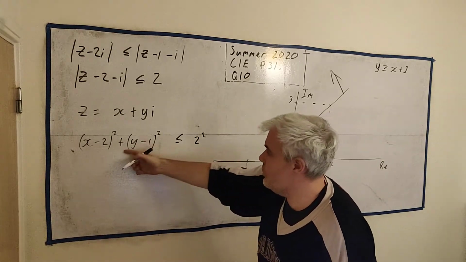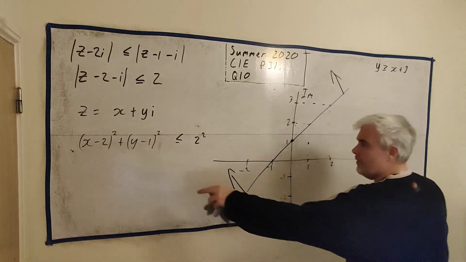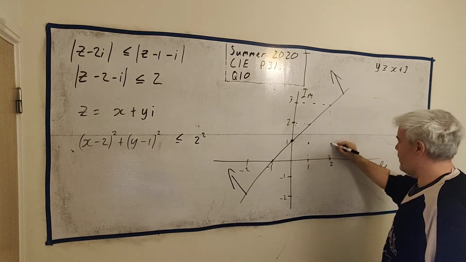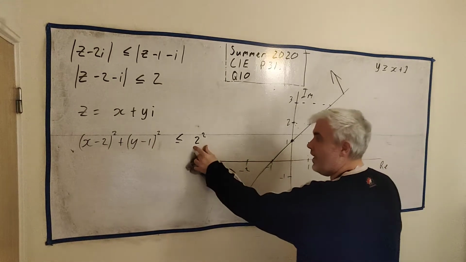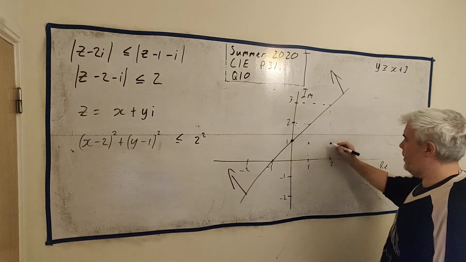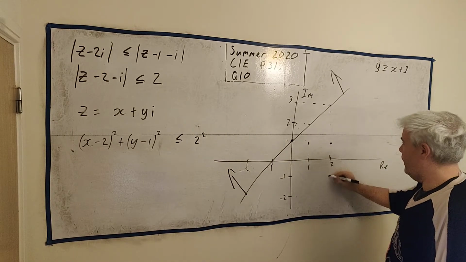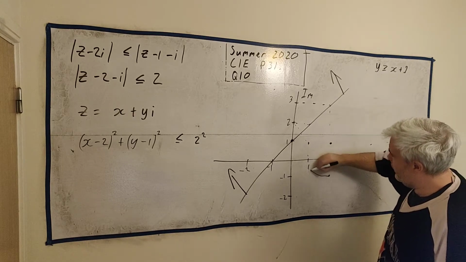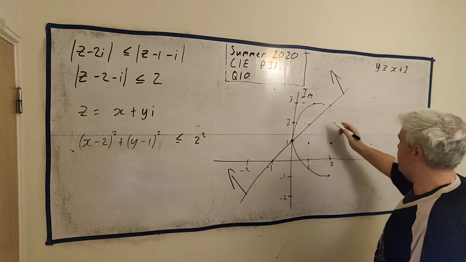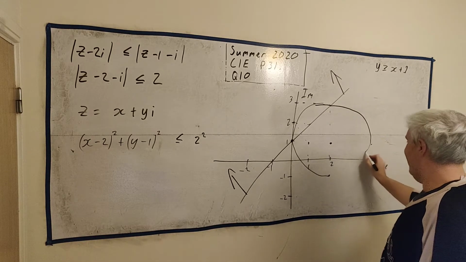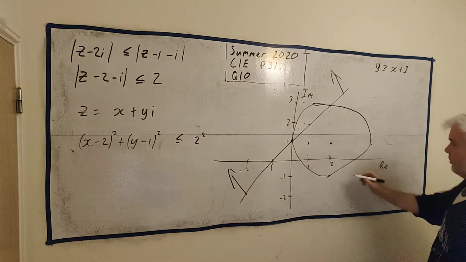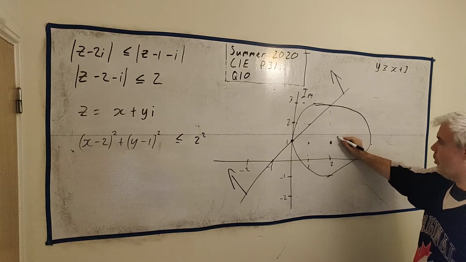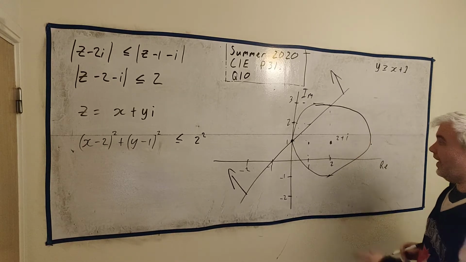And the second one gives us a circle. A circle at 2 plus i, which is here, and it has a radius of r. So let's put one of the points here, here, and here. Let me try and draw this circle. Oh, that's terrible. Okay, that might be one of the world's worst circles. Apologies for that. We have the center at 2 plus i, and it has a radius of 2.